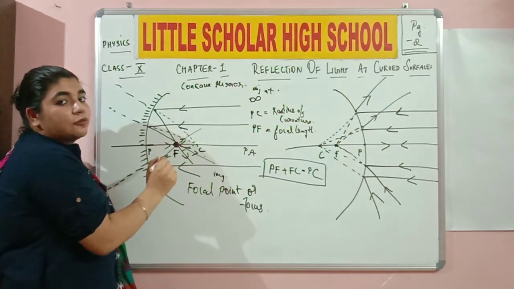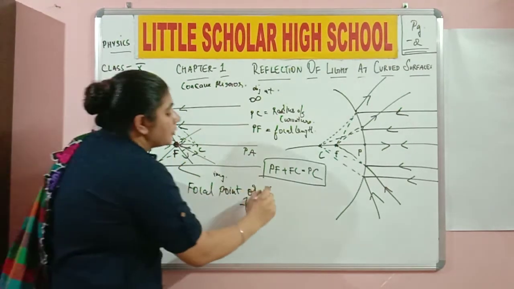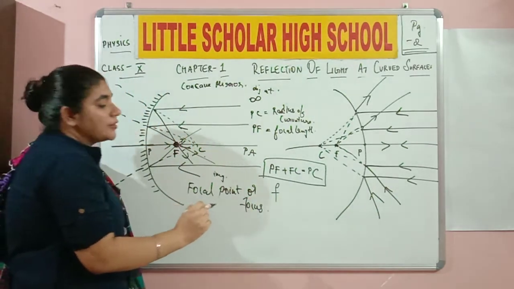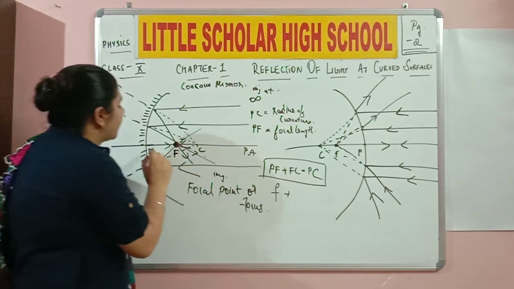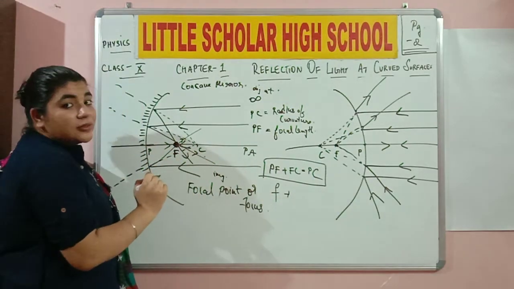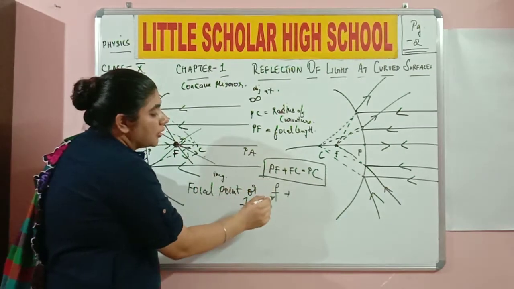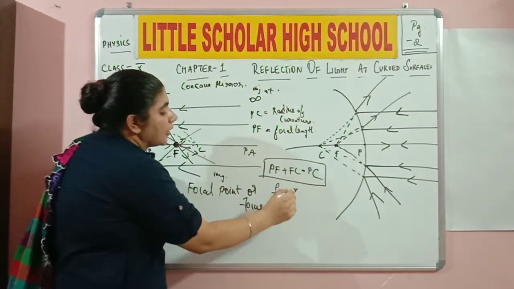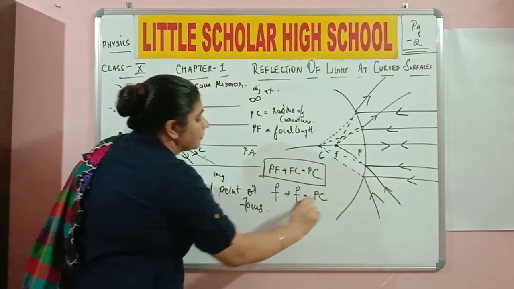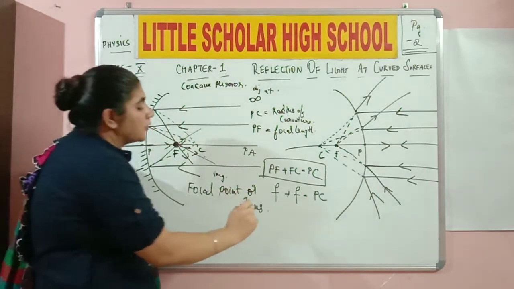Okay, what is the value of PF? It is nothing but the focal length. So the focal length is going to be represented as small f. Do you understand? And I told you that PF is going to be equal to FC. So what does this mean? If PF can be written as small f, FC can also be written as small f, which is nothing but PC.